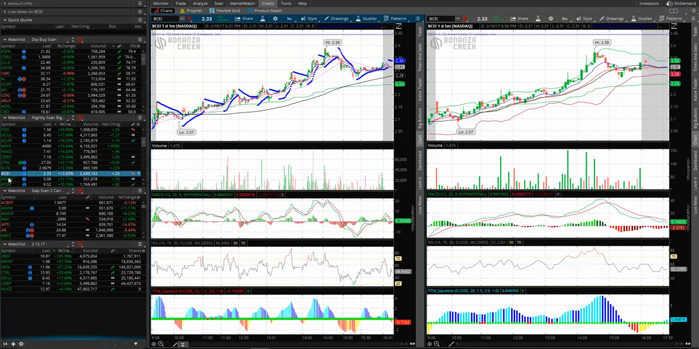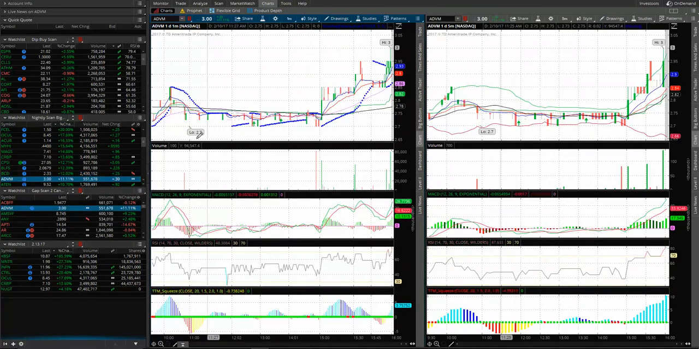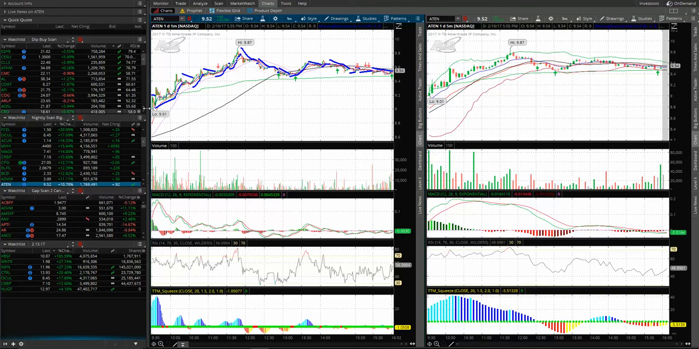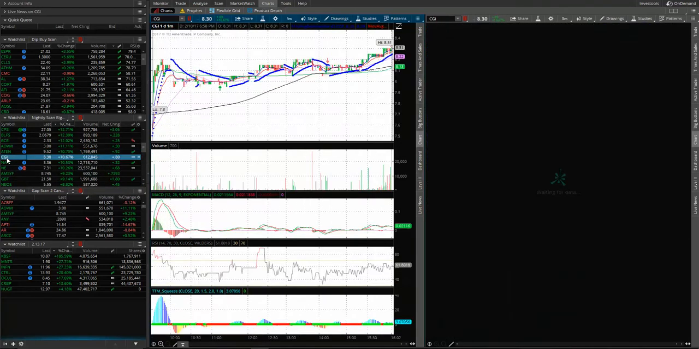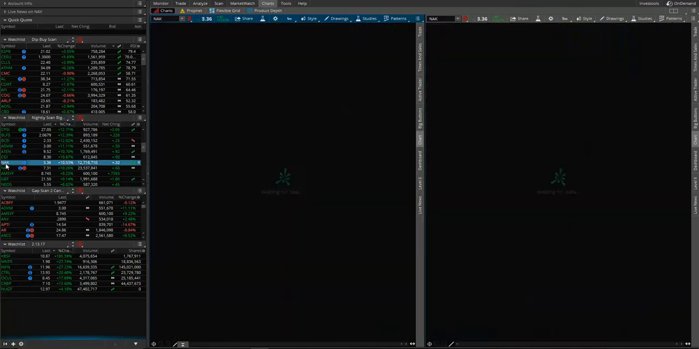All right, ADVM, don't like it. ATEN hit a high of 97, kind of holding, it's consolidating, so it could move. I'm not going to put it on my watch list. Keep going. CGEI, nope. NAK.